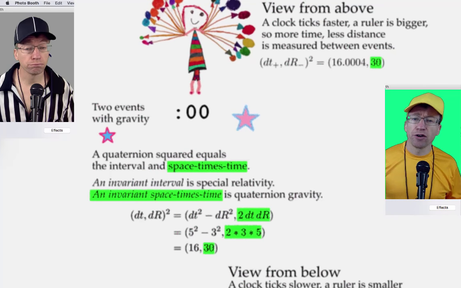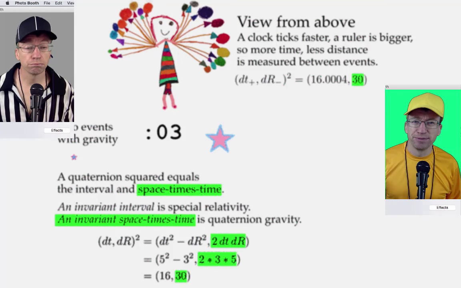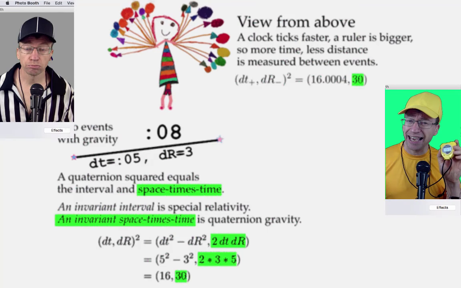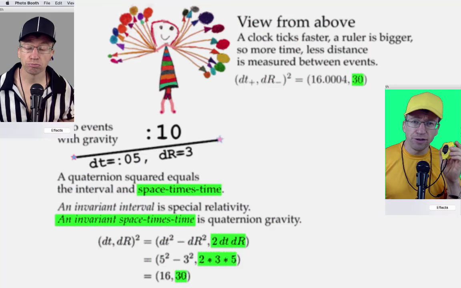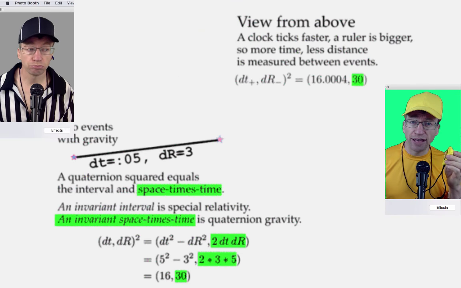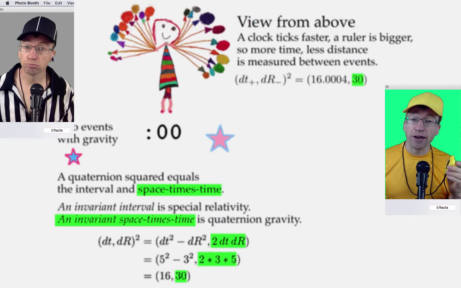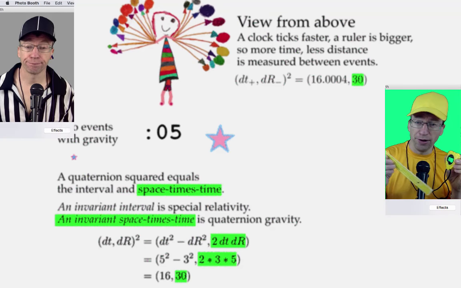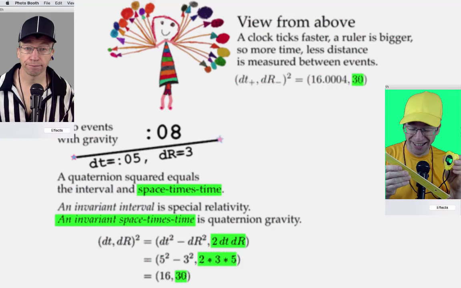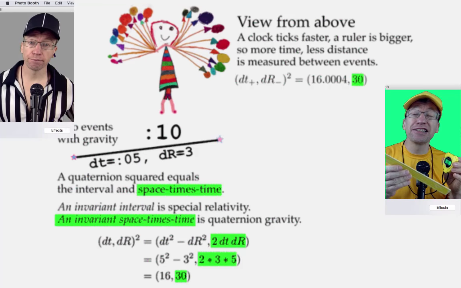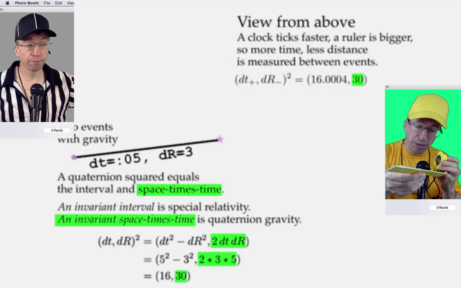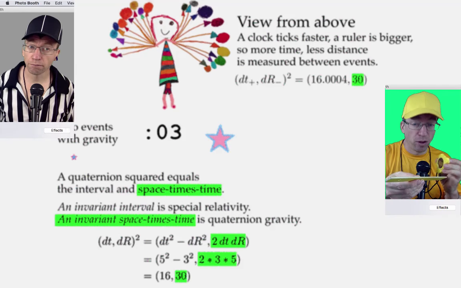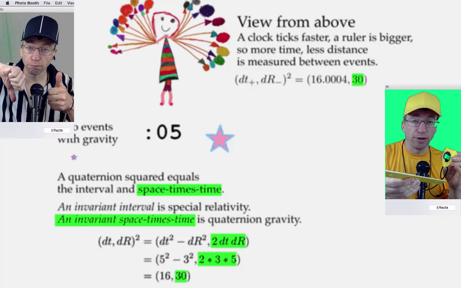Well, let's focus on that girl floating up above there with those balloons. She's not slowed down by gravity, so her clock is going to tick a little faster. And if she measures the time between those two events with her faster clock, it's going to end up with a larger number. On the other hand, that ruler she's using expands in space and gets larger. And so if she uses that to measure the distance between those two events, it will end up with a smaller number. One number is getting larger, the other is getting smaller.